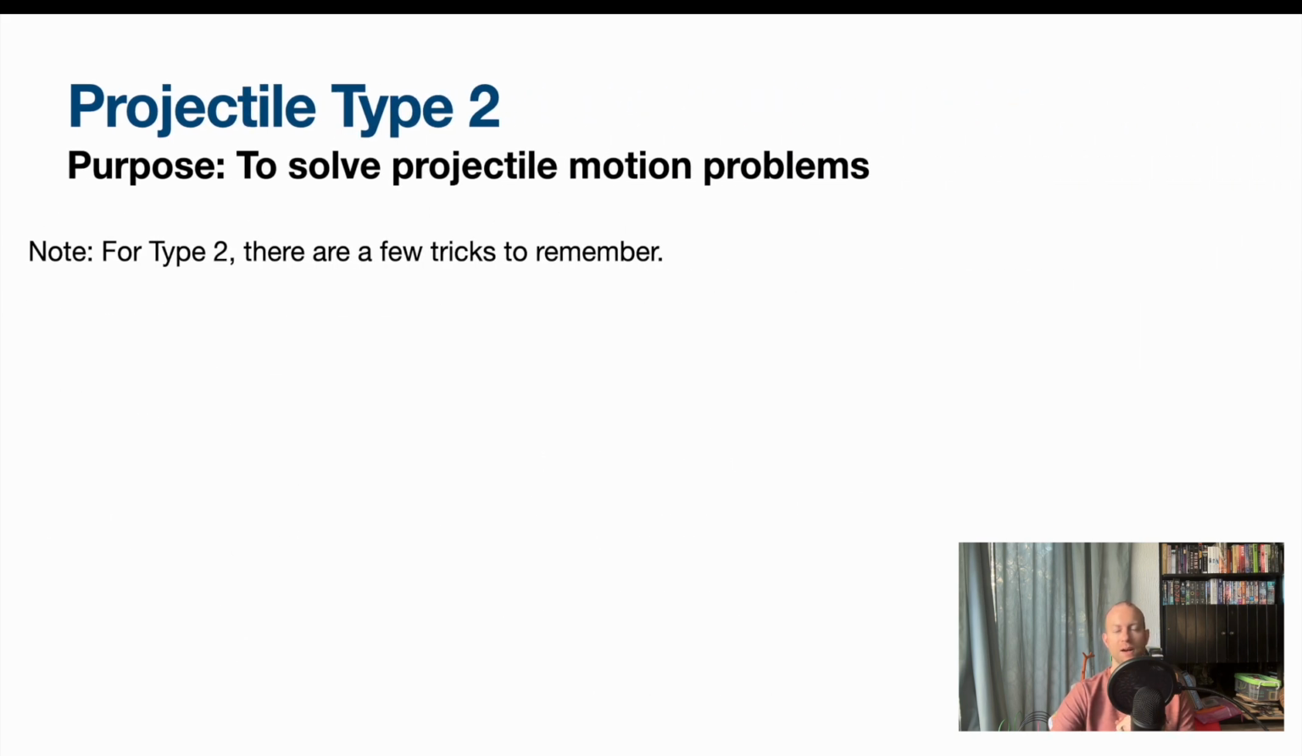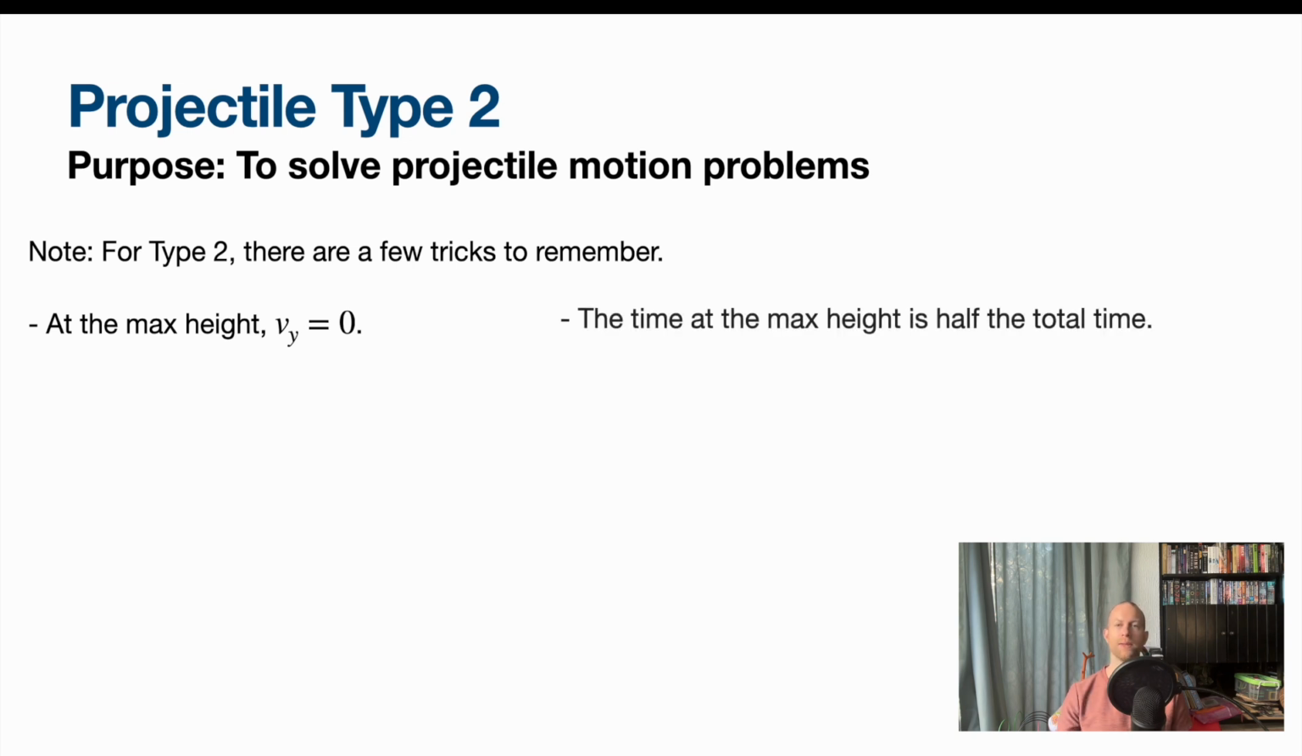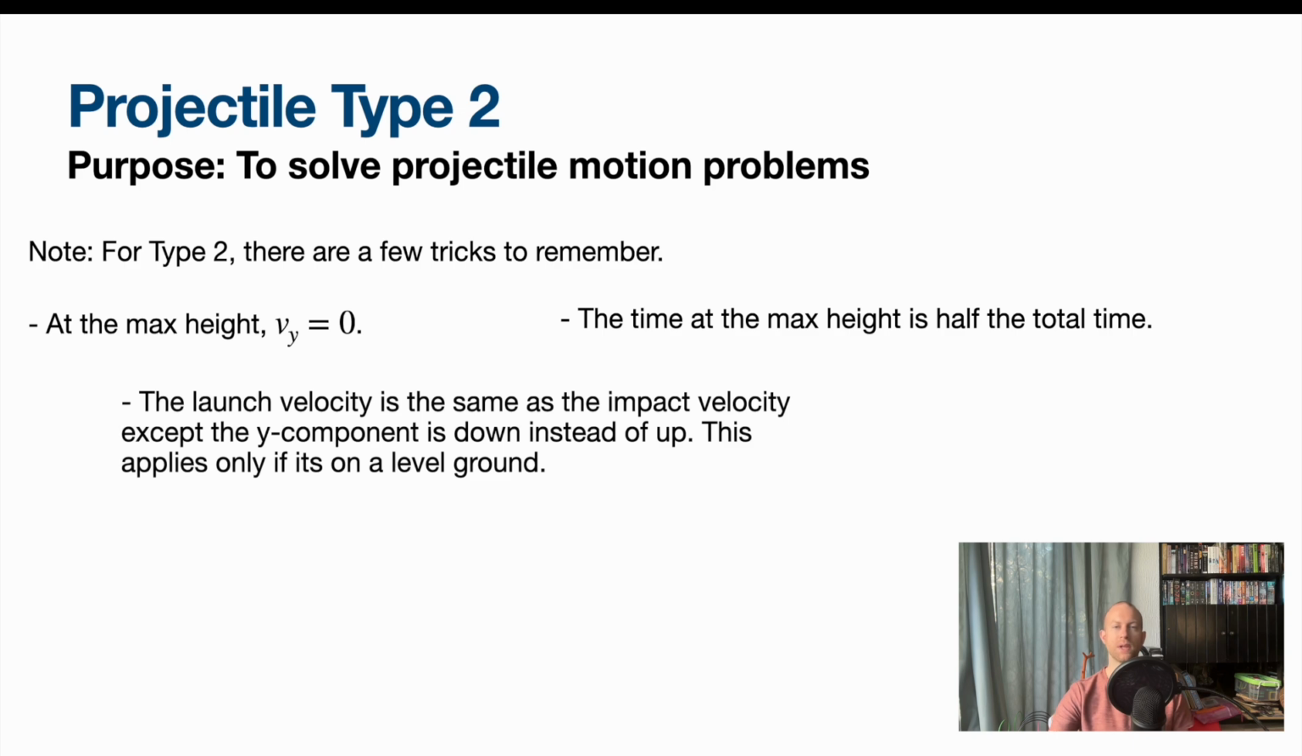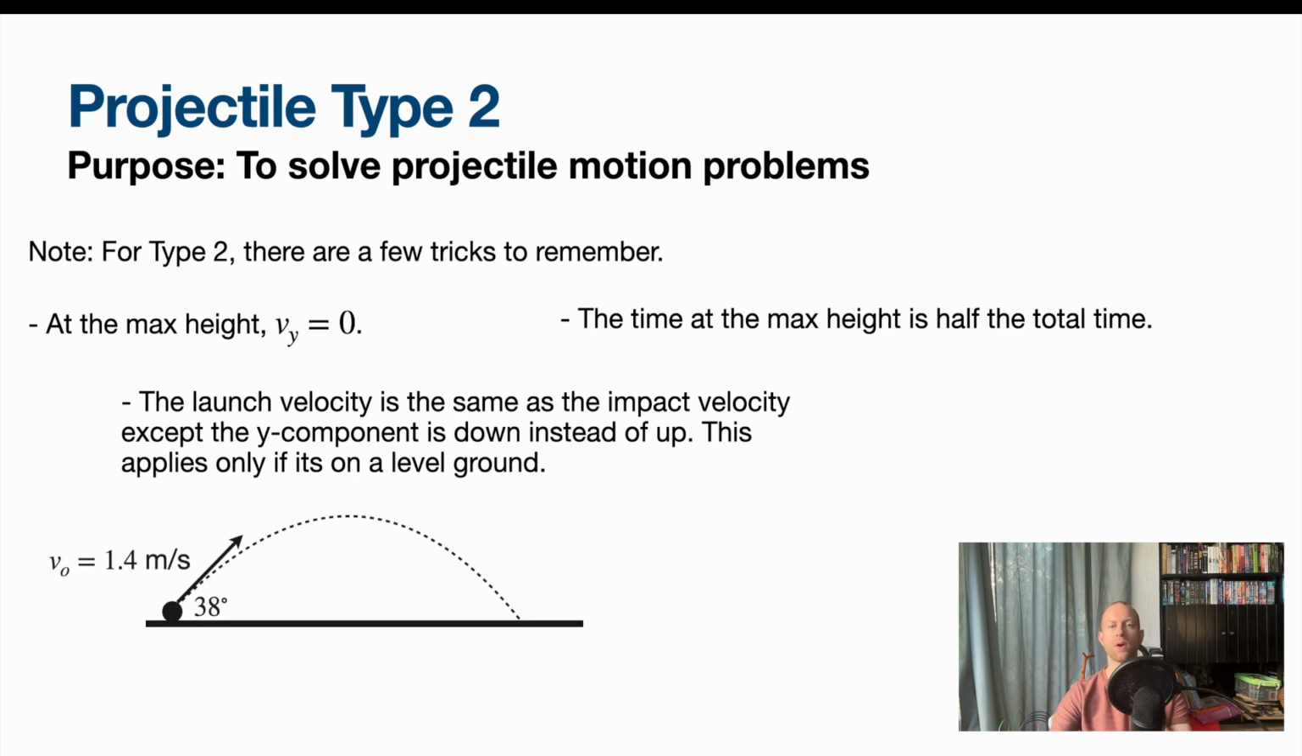Like I said, here are a few tricks to remember with type 2. First of all, at max height, so at the very top, your velocity in the y direction is 0. There's still x direction, but the y direction is 0. The time at max height is half the total. The time to reach the top is the same as to reach the bottom. And the launch velocity is the same as the impact velocity, except the y component is down instead of up. So this is only for type 2 projectiles and if you're on level ground.